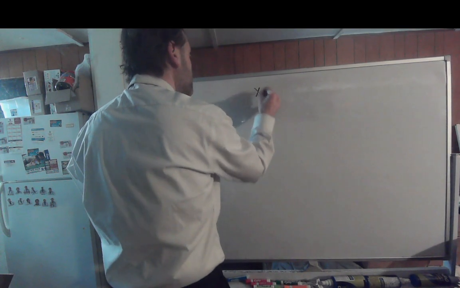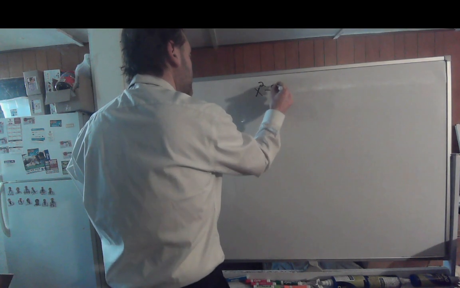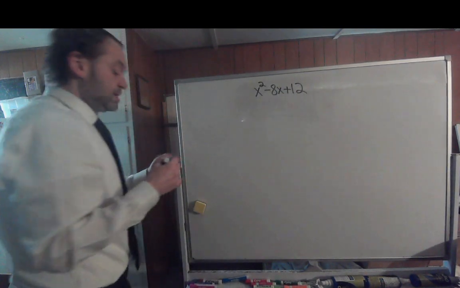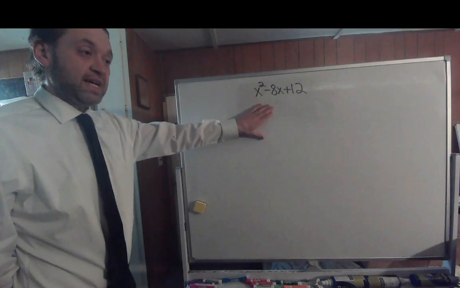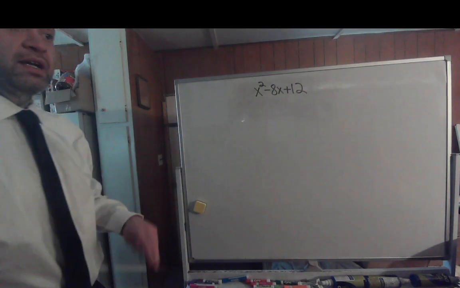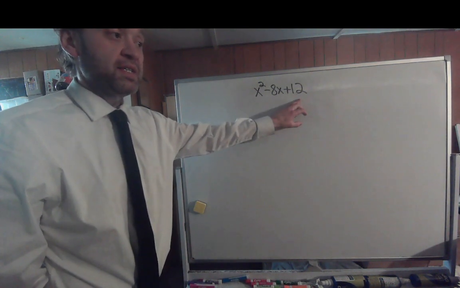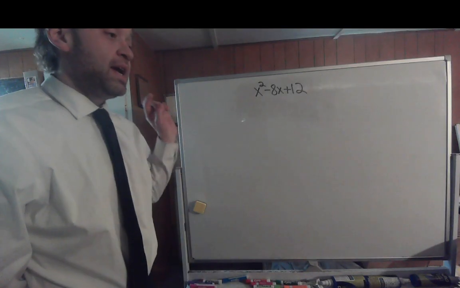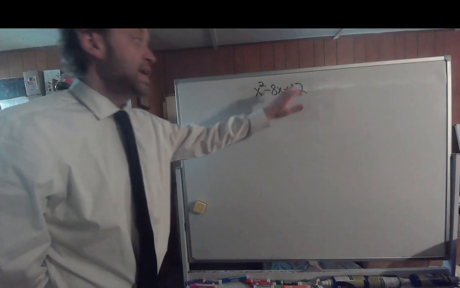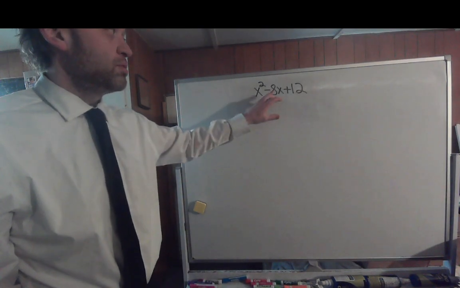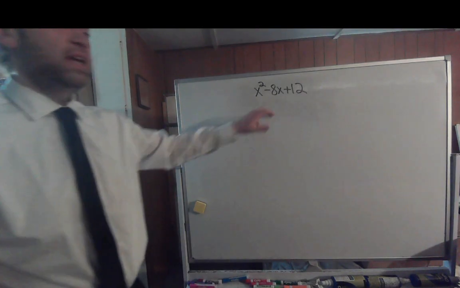Alright, we have x squared minus 8x plus 12. Again, your middle term is negative, but your constant term is positive. That means we have to only consider negative factors of 12 that when you add them together will give you a middle coefficient of negative 8.